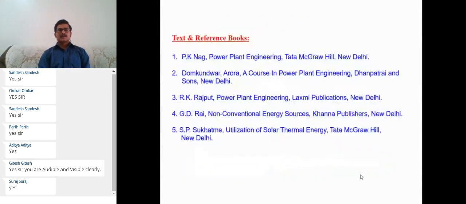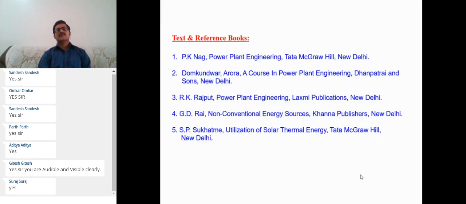Coming to the textbooks or the reference books which are supposed to be used for the preparation and study of our subject, 4 or 5 different books are suggested in our university syllabus for power plant engineering. I will name some of them. P.K. Nag is the author, and the title of that book is Power Plant Engineering. It is one of the good books for power plant engineering.